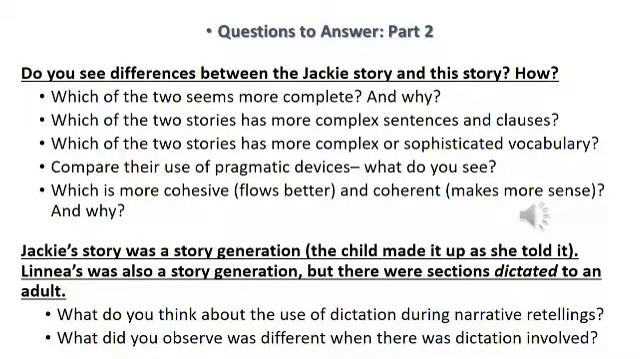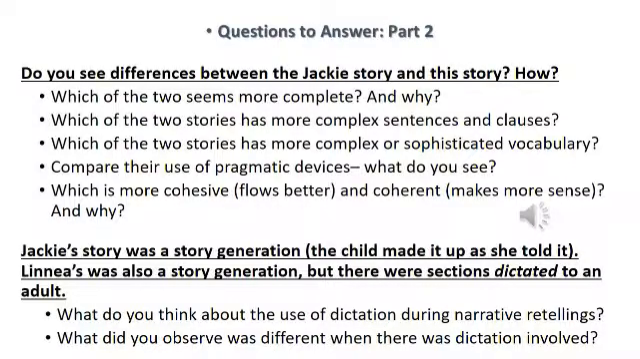Okay, so on Tuesday when we meet, you're going to be comparing and contrasting. So that's why I have you do part 1 before we meet. In part 2, you'll say how the two stories are similar and different. Which of the two seems more complete and why? Which has more complex sentences and clauses, and which of the two stories seems to have more sophisticated vocabulary? Which one seemed to be easier to understand for a naive listener? Which one is more cohesive, like flows better and also makes more sense?